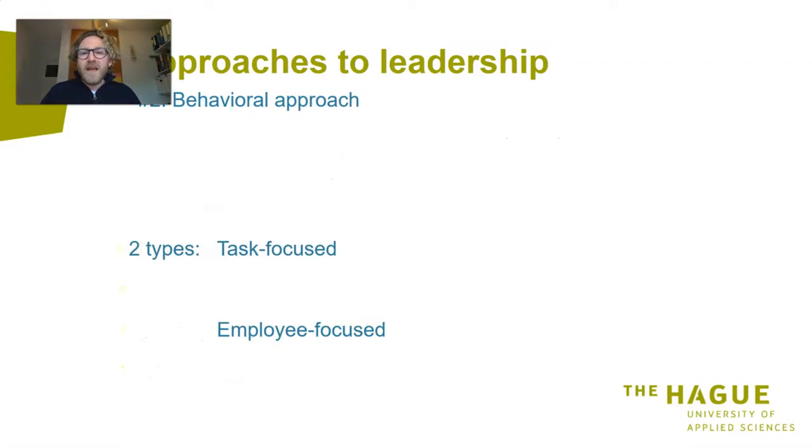We also have the behavioral approach. So this is more focused on the behavior of effective leaders or ineffective leaders. It's assumed that the behavior of effective leaders would be the same across all situations. So that means that if you're a leader in one area of expertise, you will be a leader everywhere.